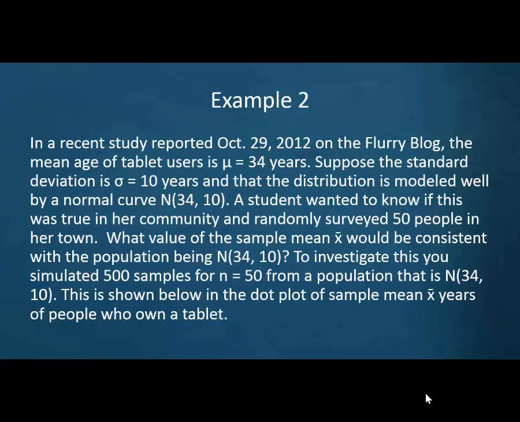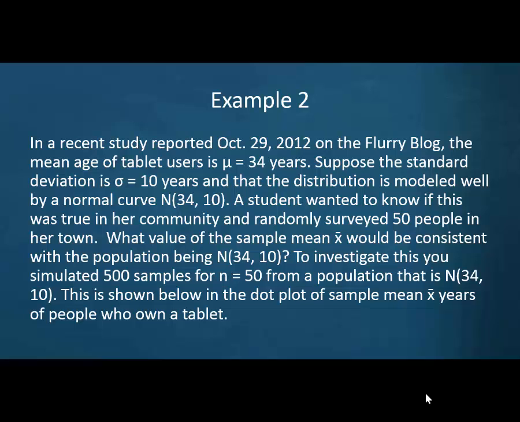Example 2. In a recent study reported October 29, 2012 on the Flurry blog, the mean age of the tablet users is 34 years. Suppose the standard deviation is 10 years and that the distribution is modeled well by a normal curve, N(34, 10). A student wanted to know if it was true in her community and randomly surveyed 50 people in her town. What value of the sample mean x bar would be consistent with the population being N(34, 10)?